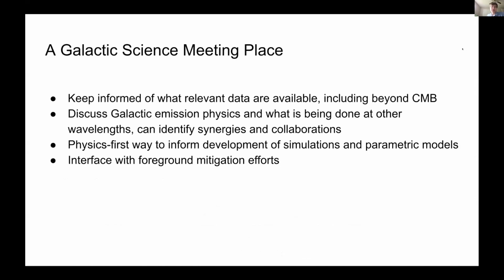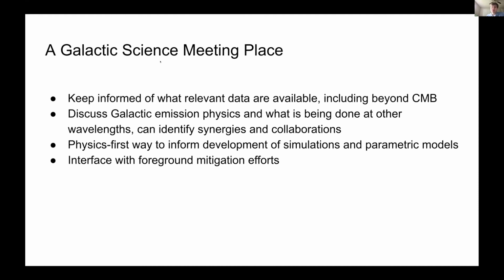So just to wrap up, finally, really we see this as a galactic science meeting place. It's a good way to pool expertise, keep informed of what relevant data might be available, not just in the microwave, but looking at very low frequencies, high frequencies, stellar data, 3D extinction maps, all of that good stuff, and a place where we can discuss the actual galactic emission physics to identify these synergies with other wavelengths, other collaborations.